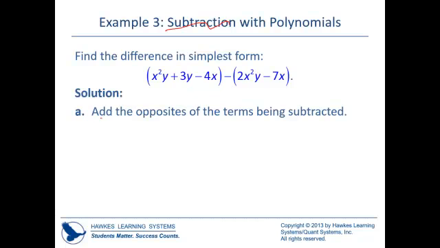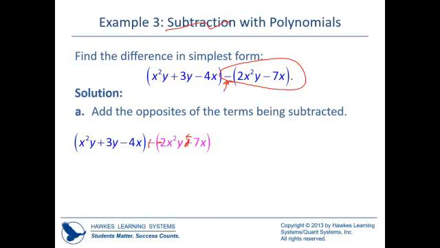First thing we can do is add the opposites of all the terms being subtracted. So from this point right here, where the minus sign is, we can change all of the signs from here on out by adding the opposites of those signs. You see what we start off with: minus 2x squared y minus 7x. And so what happens, this negative becomes a positive. I put a negative in front of the 2x squared y, and I change the negative 7x to a positive 7x. And that's what happens right here.